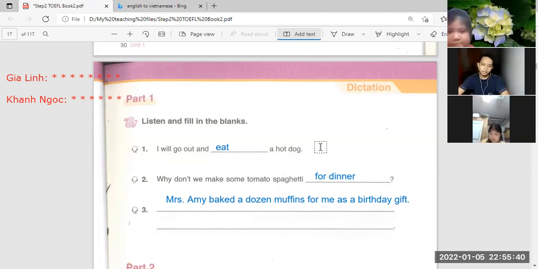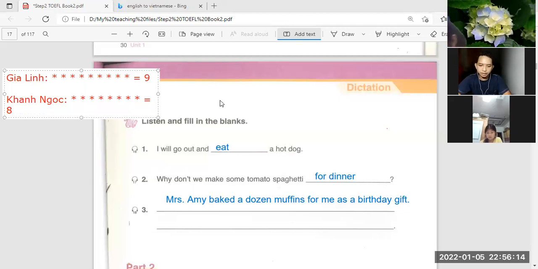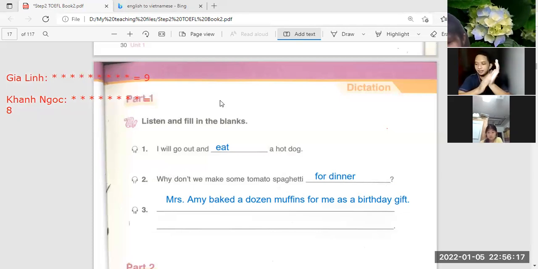Okay, perfect. So, Ken Ngok got 2 stars. And I will give 1 star for Yelling. Let's count the total. 1, 2, 3, 4, 5, 6, 7, 8, 9. 9 stars. Ken Ngok got 1, 2, 3, 4, 5, 6, 7, 8. 8 stars. So the winner is Yelling, and the second winner is Ken Ngok.